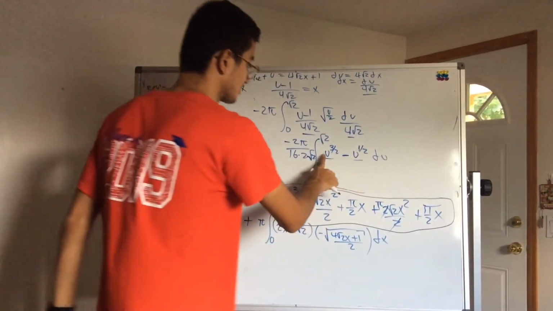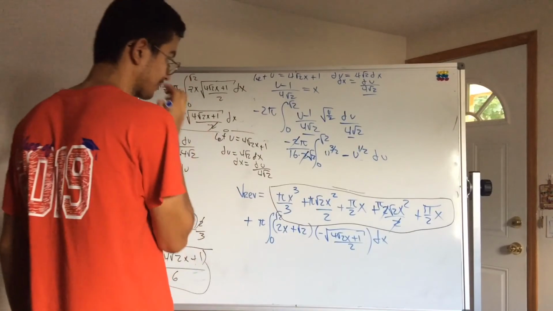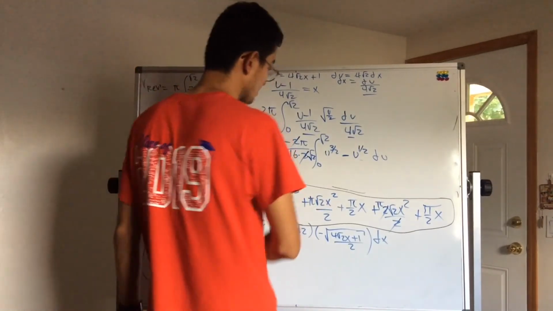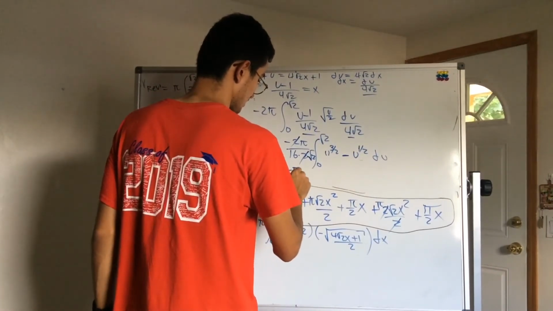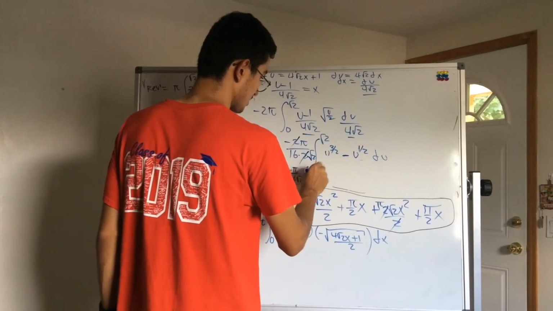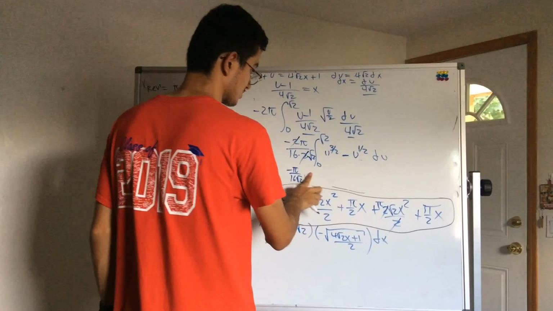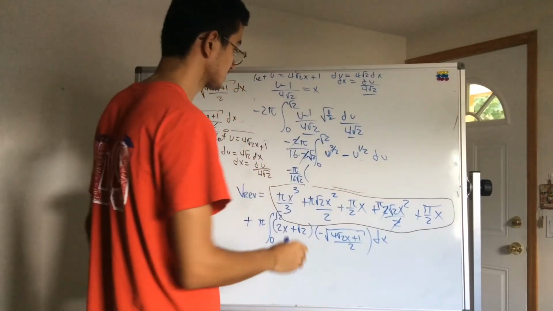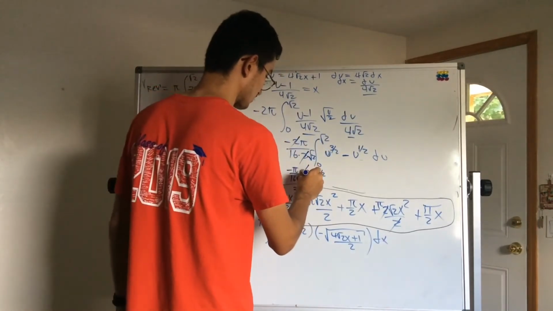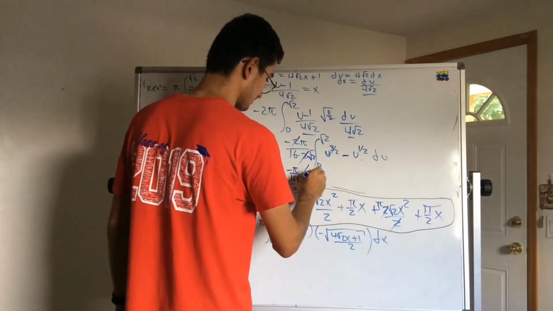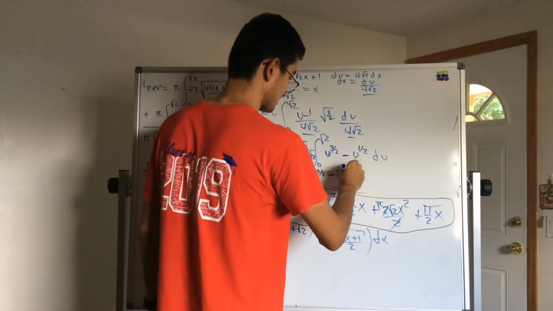Good. Now we can integrate this easily. But let's simplify this over here. The 2 cancels out, and we're left with negative pi over 16 times radical 2. So we have negative pi over 16 radical 2, integral from 0 to radical 2. Let's just evaluate the integral. The integral of u to the 3/2 is u to the 5/2, divided by 5 over 2, which is just 2 times 2 over 5, minus the integral of u to the 1/2, which is 2/3 u to the 3/2.